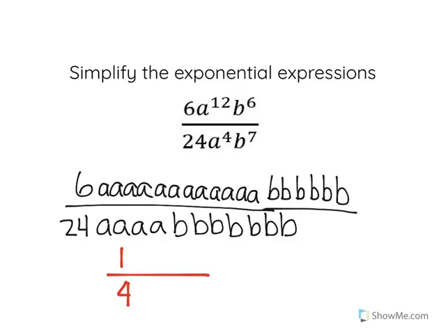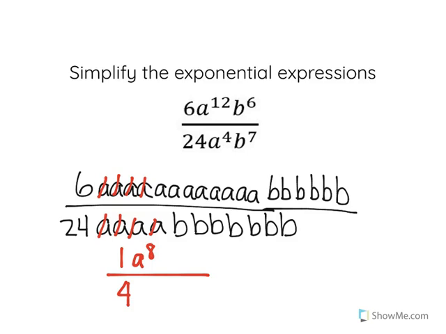Now what I'm going to do is I'm going to cross out pairs of A's, because if you have the same thing on the top and bottom, you can cancel out all the stuff, all the pairs. So I was able to cross out 4 pairs, so that means that I'm left with 8 A's. So I'm going to write A to the 8th.